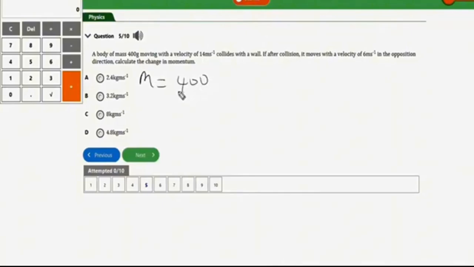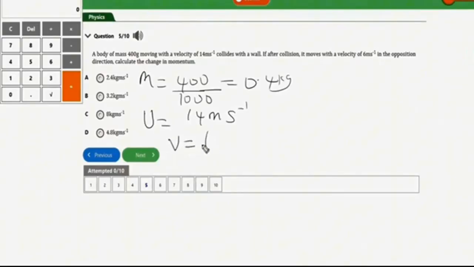You convert it to kilogram, the standard unit, to be 400 divided by 1000. When you punch this in the calculator, you're going to have 0.4 kilogram. Okay, so we have our initial velocity u to be 14 meters per second, and it moves with velocity in the opposite direction.